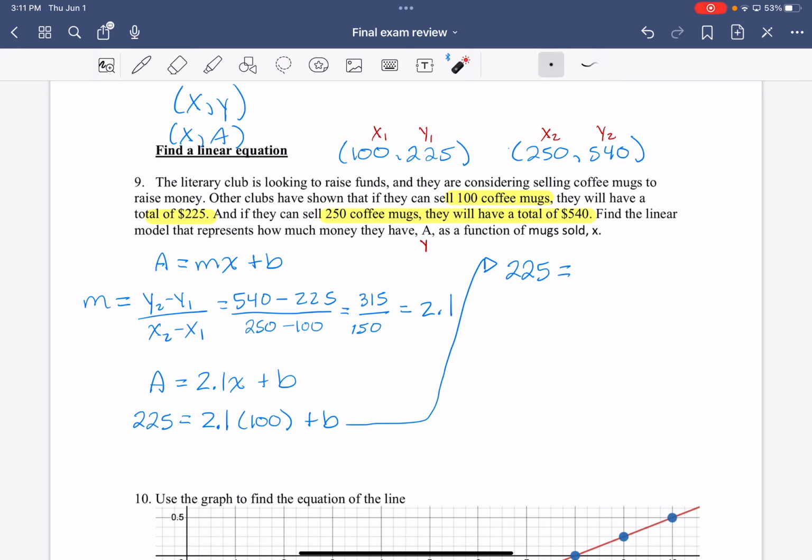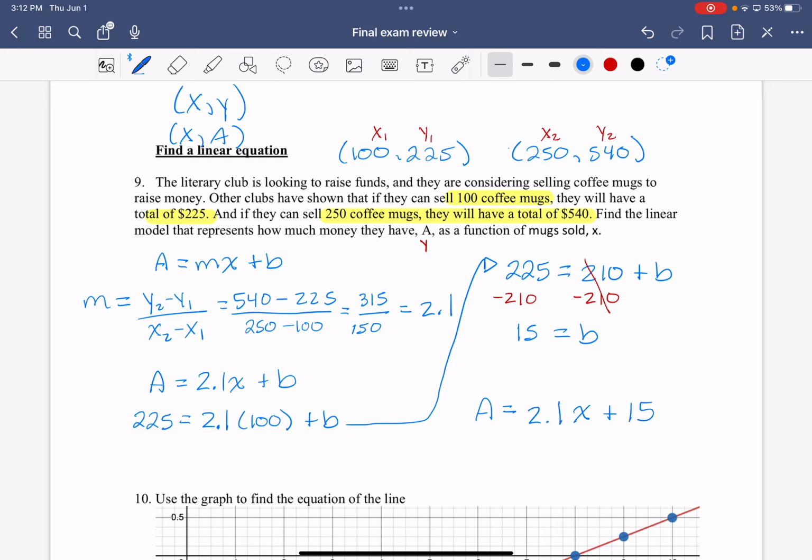All right, so 225 equals, you could simplify this guy right here. 2.1 times 100 is 210. And then bring the plus b. To get b alone, you subtract 210 from both sides of the equation. You are left with 15 equals b. So sweet, I found the other thing I was looking for. So overall, the final equation is a equals 2.1x plus b, where b is 15.